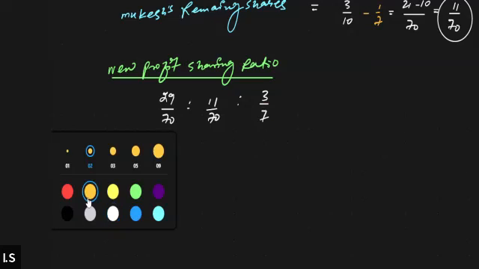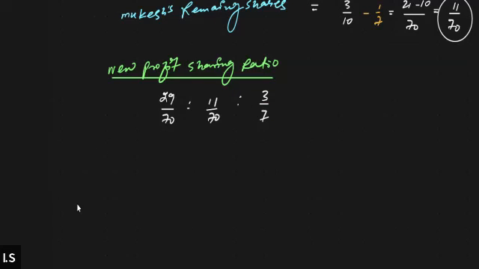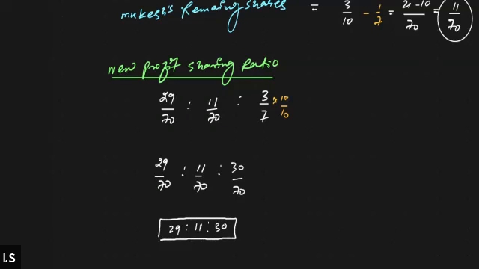Now see, again we have a different base. So in order to equalize the base, what are we going to do? Multiply the numerator and the denominator by 10. So we will get 29/70 is to 11/70 is to 30/70. That means the new profit sharing ratio is 29:11:30. I hope it is clear to you.